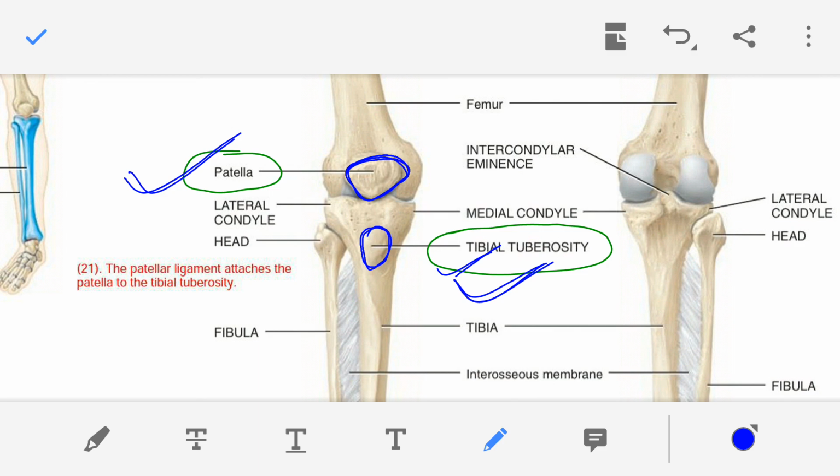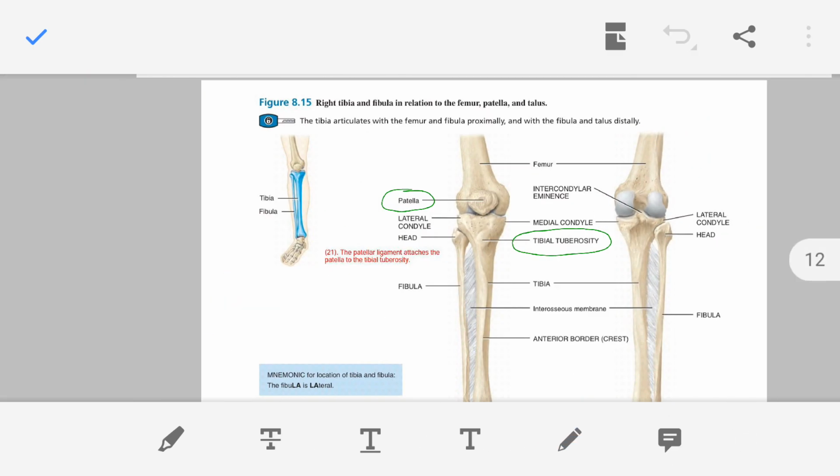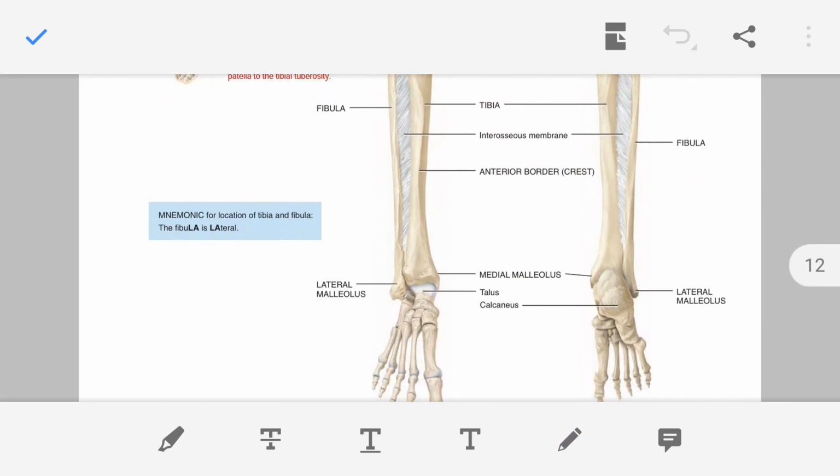Now in between the tela and tibial tuberosity, the ligaments are present. So these are the ligaments. Okay, and this ligament is known as the talar ligament. So we can say the talar ligament is attaching, or making the connection, or joining the tela and the tibial tuberosity. That is the meaning of this point number 21. Now point number 22.